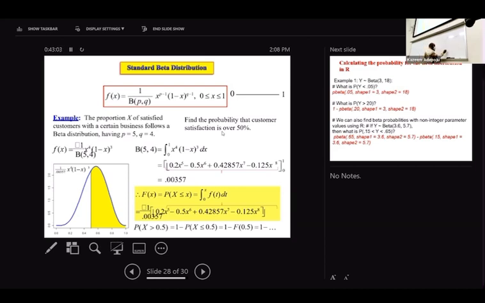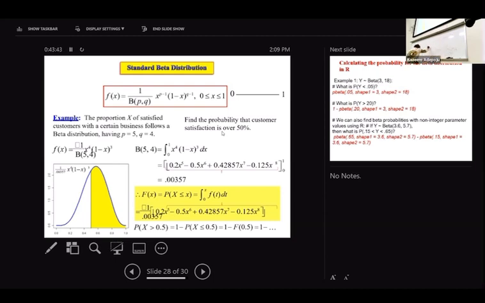Now, x to the power 5 minus 1, 1 minus x to the power 4 minus 1, divided by B of 5, 4. Now this is basically going to be the probability of X greater than 0.5, the integral from 0.5 to 1 of x raised to the power 4, 1 minus x raised to the power 3 dx. Then outside here, the B of 5, 4.